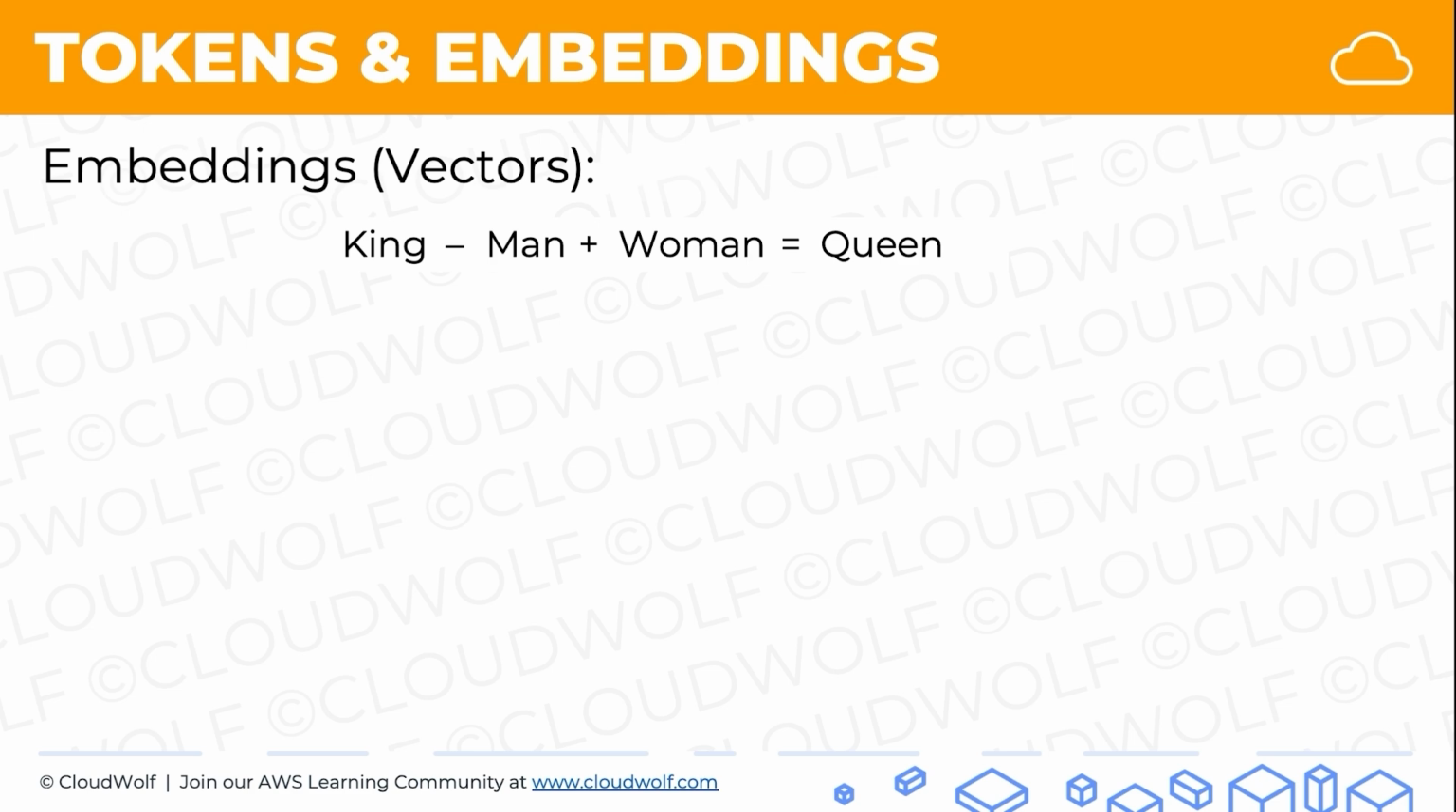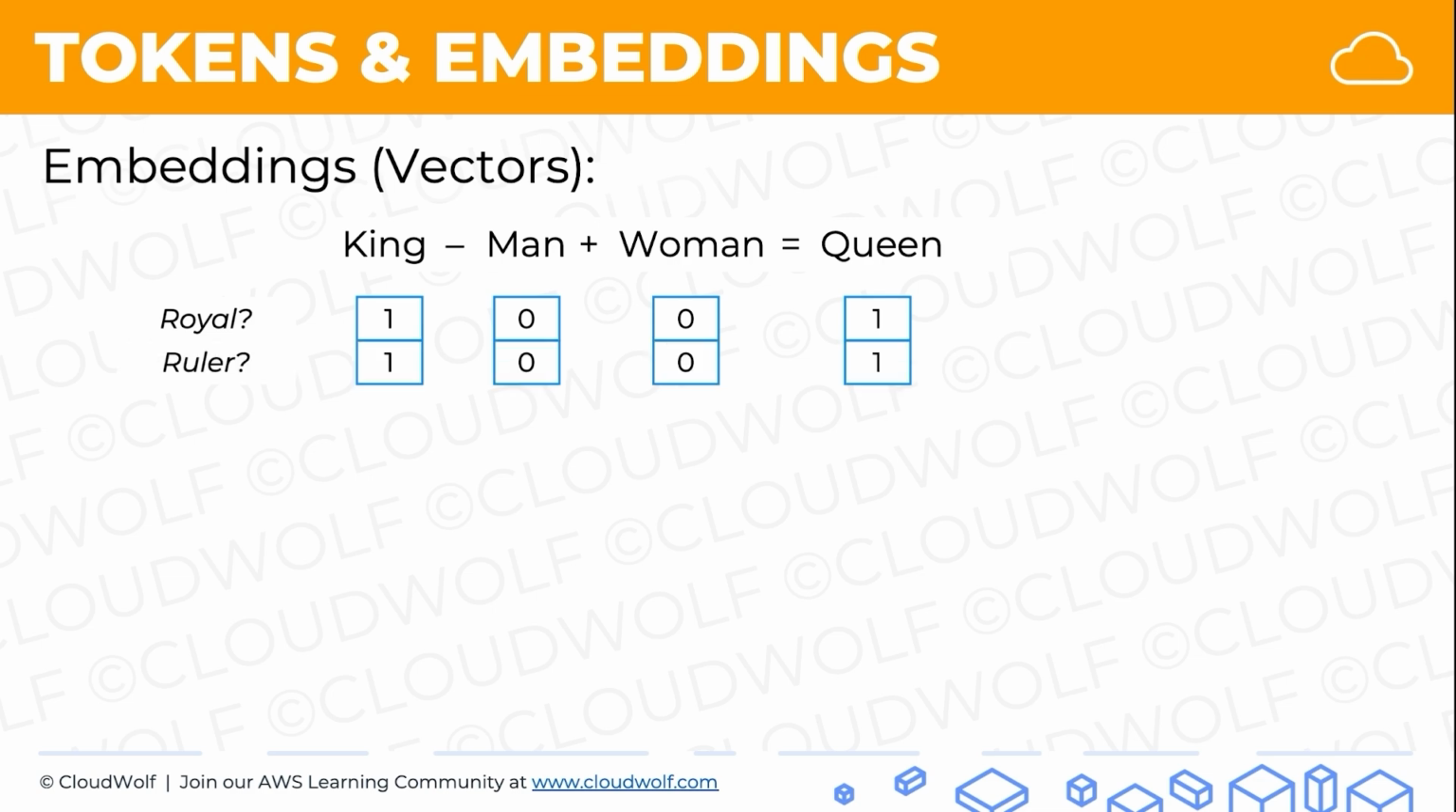So I'll give you an example by breaking this down into features. Let's ask certain questions about these words. Are they royal? Does the nature of this word have this royal quality to it? King and queen, yes, they're by definition royal. Man and woman, on average, are not royal, so we'll put a 0 for man and woman, and 1 for king and queen. Are they rulers? Yes, by definition, a king and a queen are rulers, whereas not everybody who's royal is a ruler. Like a prince and a princess wouldn't be a ruler, but a king and queen are. We'll give them a 1. Man and woman are not rulers, so we'll give them 0s.